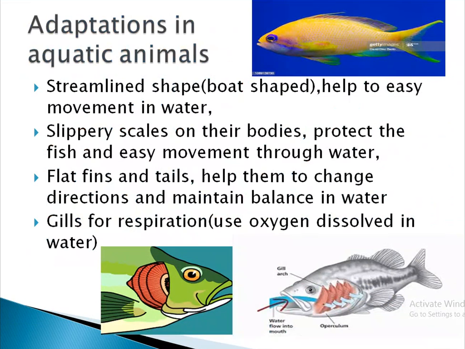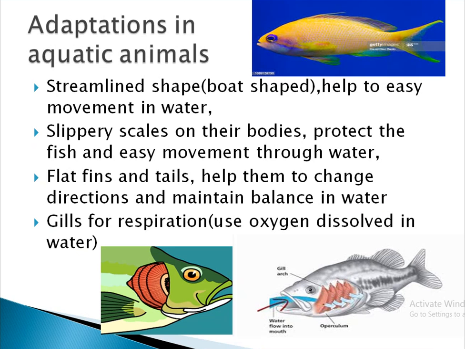Now we have to discuss the specific adaptations in case of fish. Definitely they have a streamlined body. This is boat-shaped, meaning pointed at both ends, which helps them to move easily in water without the thrust of water which is applied from the front portion of the fish. Second is slippery scales on their bodies, which protect them from water and help them to move easily through water. Flat fins and tails help them to change directions and maintain balance in water.